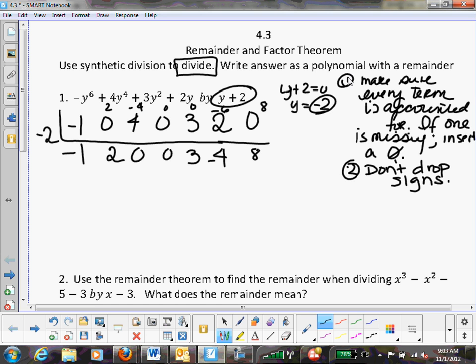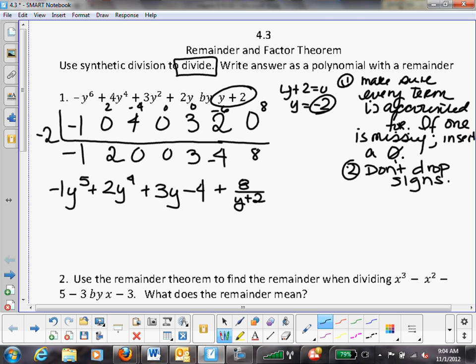So now we're going to rewrite this in terms of a polynomial. I just have the coefficients. I am dividing by y plus 2. So that means the first term is going to have y to what power? Right, you just come down one value. So it's -1y to the 5th, and we just continue on down. Plus 2y to the 4th. There is no y to the 3rd. There is no y to the 2nd. Plus 3y minus 4. And then we write our remainder. Plus 8 divided by y plus 2. Do you remember this from last year?